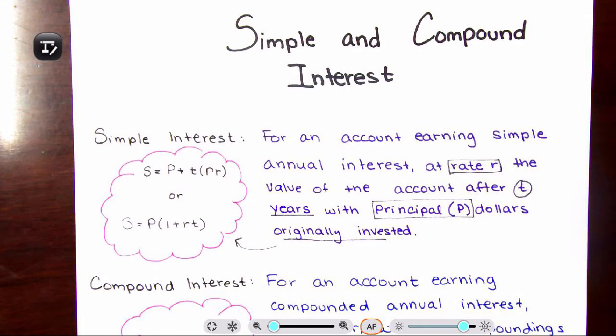Now, the simple interest is something that happens one time, like once a year for 10 years, right? So T could be 10 years. It does not happen many times per year. It just happens one time per year. So if you have 10 years, your T value would be 10. If you're investing over 20 years, then your T value would be 20.